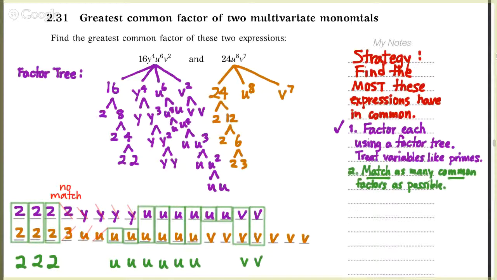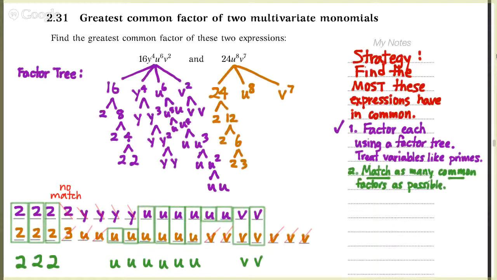Likewise with the v's. We have 2 purple v's and actually a whole bunch, 7 brown v's. So if we're matching them up, we can match up a total of 2 pairs of v's that are in both sets of expressions. So the greatest common factor is going to have those 2 factors of v, and then all the surplus v's that reside in the second expression are going to just go away.